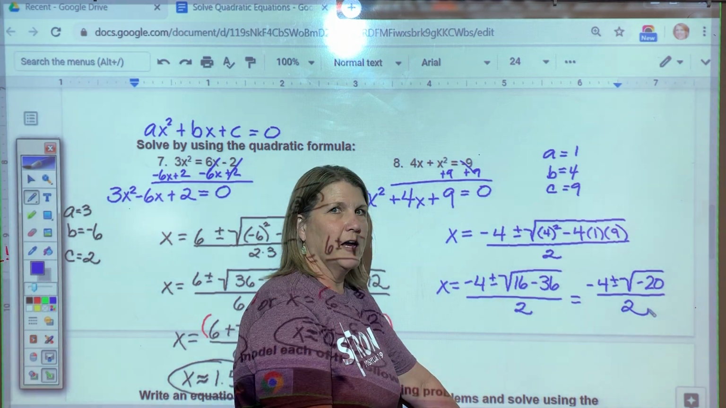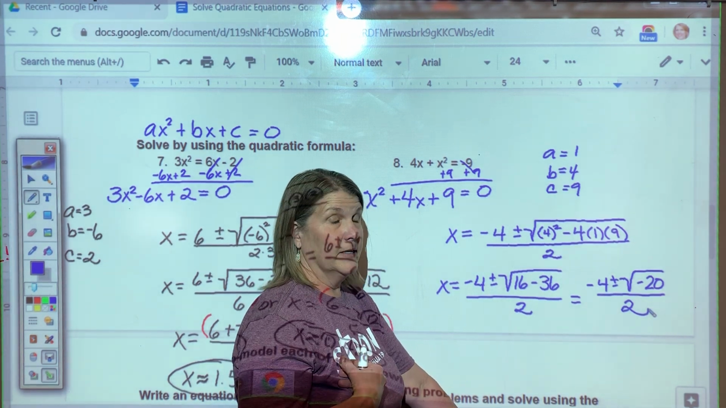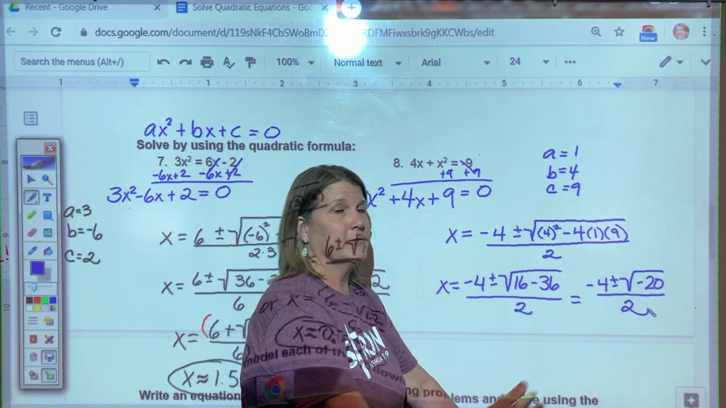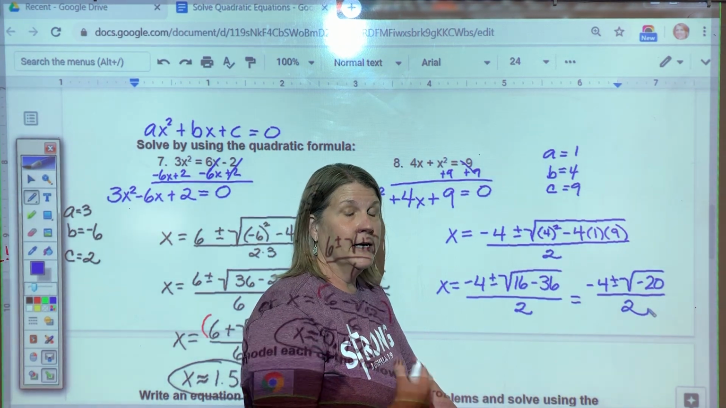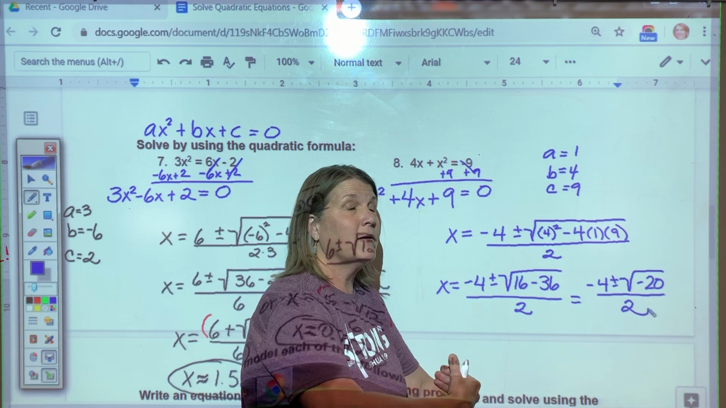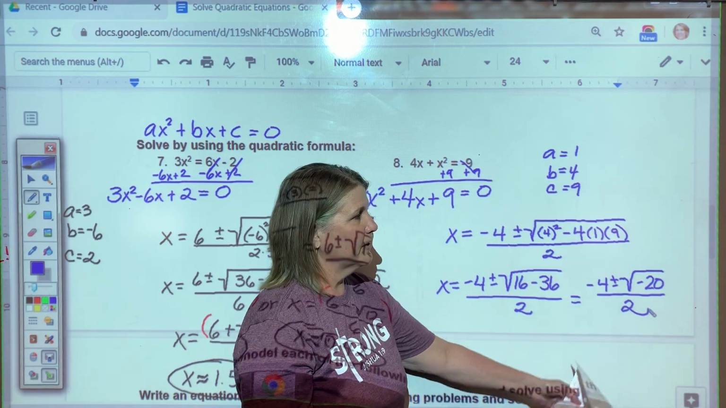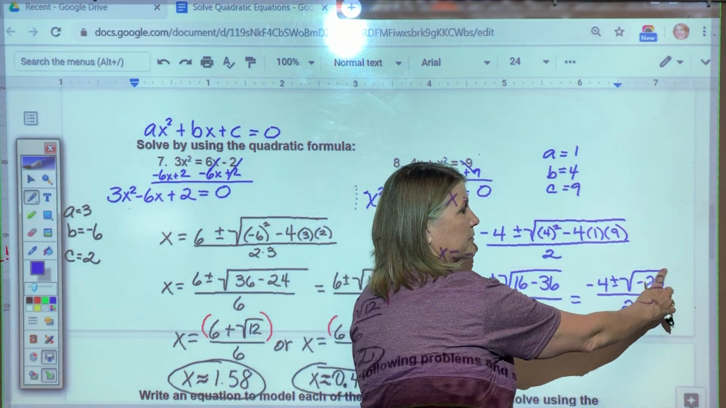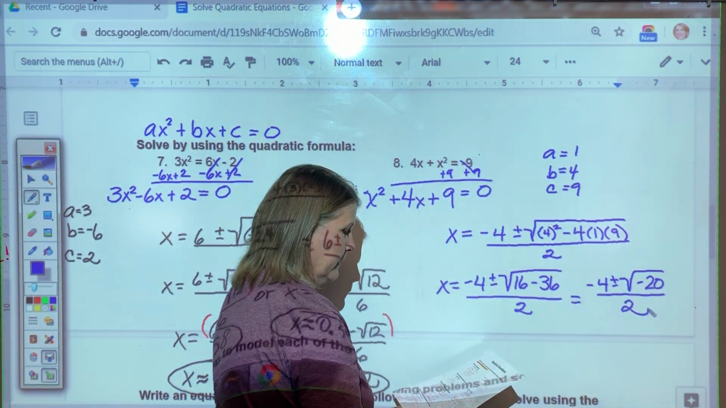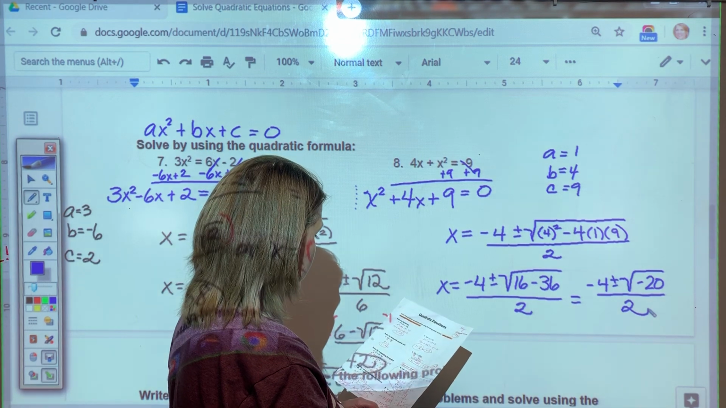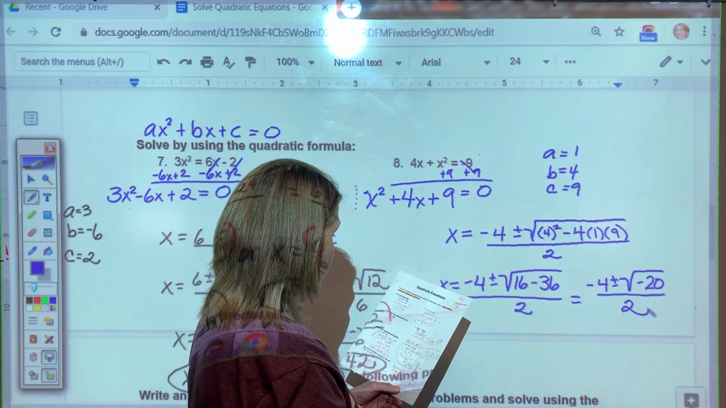No number times itself will end up as a negative. A positive number times itself would be a positive times a positive. That would yield a positive. A negative number times itself would be a negative times a negative, and that gives you a positive. It's impossible to multiply a value to itself and end up with a negative. So this is an impossible situation. And so we could say that there is no solution.